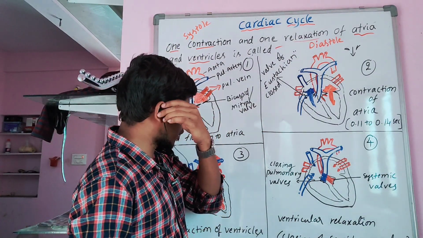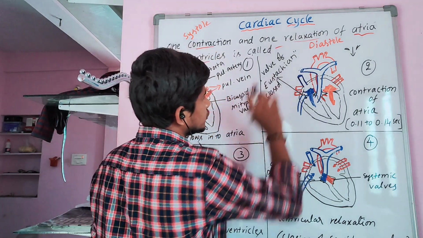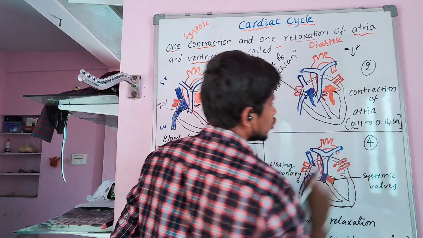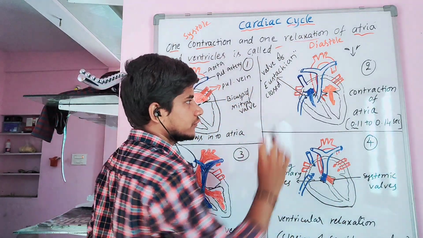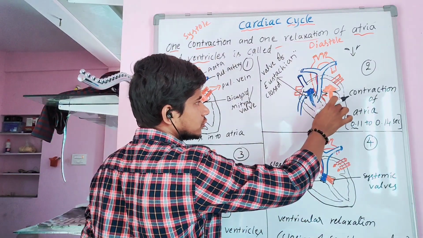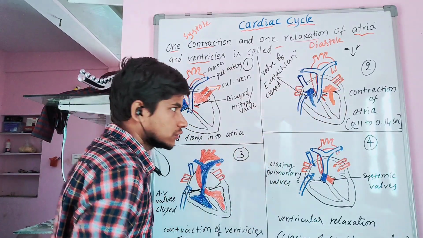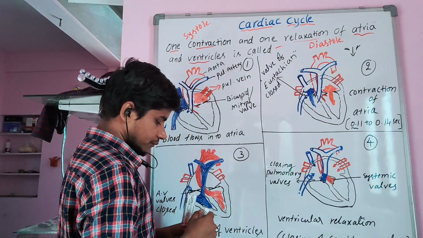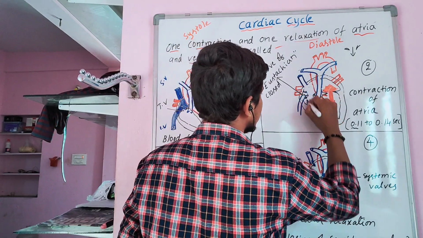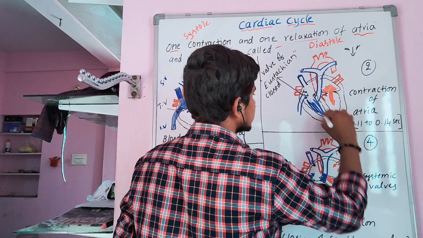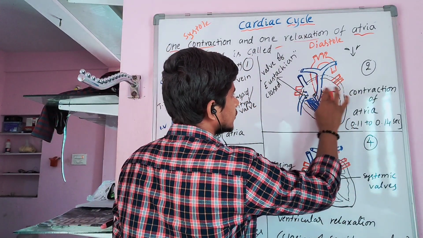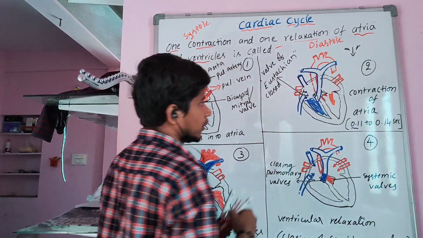So when auricular contraction takes place, this Eustachian valve will be closed. The time required for auricular contraction is what? 0.11 to 0.14 seconds. Within that time, the auricular contraction will be completed and the blood will be pumped into the ventricles through the valves. Now the ventricles will be filled up, the two ventricles with their respective blood. The right ventricle has the deoxygenated blood and the left ventricle has what?